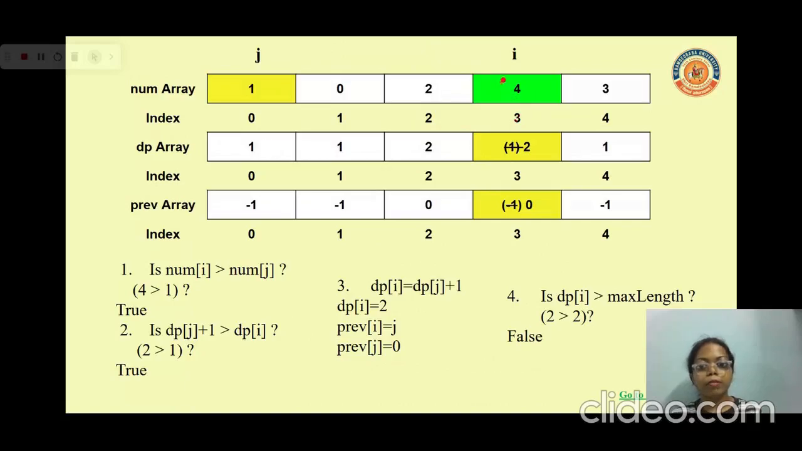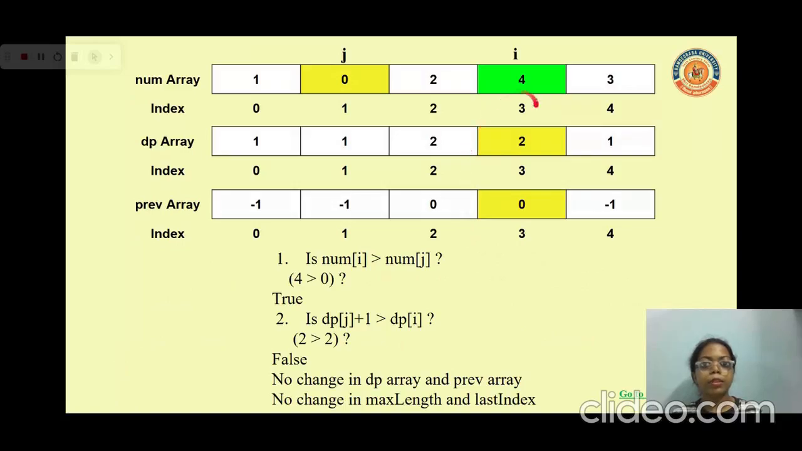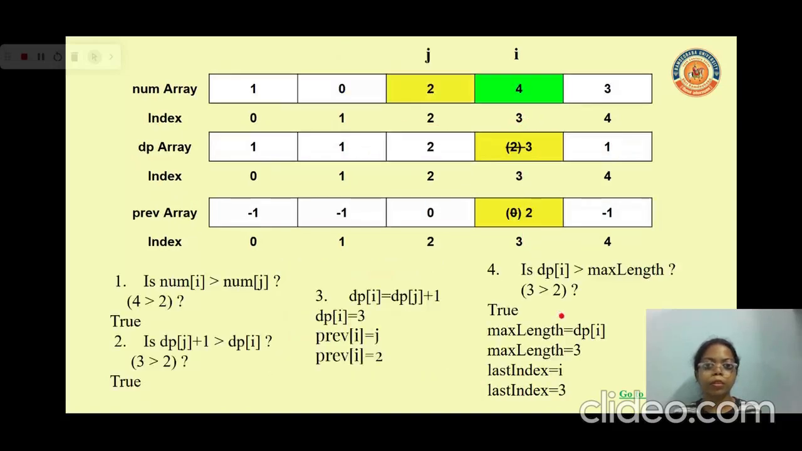For this element again I will check, 4 greater than 1. Yes, then 1 plus 1 greater than 1, of course. Then this will be updated to 2, and again I will check whether max length is getting updated. I have already got a subsequence of length 2 before that, so I will not update it. Again we will check 4 greater than 0. Yes, is 1 plus 1, 2, greater than 2? Again I am getting a subsequence of length 2. There is no point in doing this again.